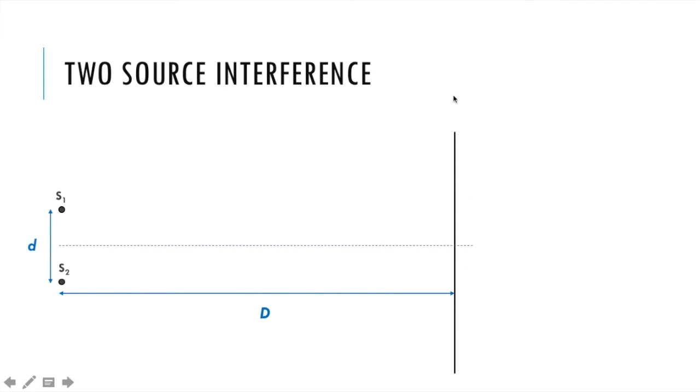Okay, so we're going to apply that to try and think about what's called two-source interference. In this case, we're going to have two sources, call them S1 and S2, separated by a distance d, and they are also a distance capital D away from this vertical line, which we sometimes will call the screen if we're looking specifically at light. But they're distance capital D away from where our detector, we say, will be.